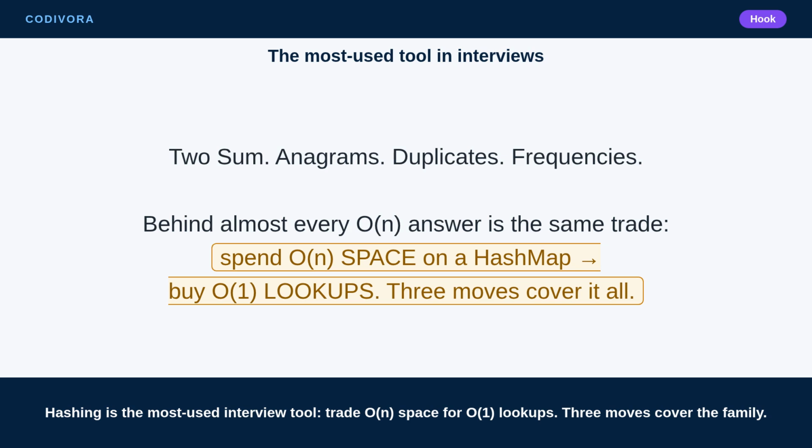Three moves cover the whole family. Remember what you've seen, count frequencies, and group by canonical key. Learn the three moves, and you'll recognize them everywhere.